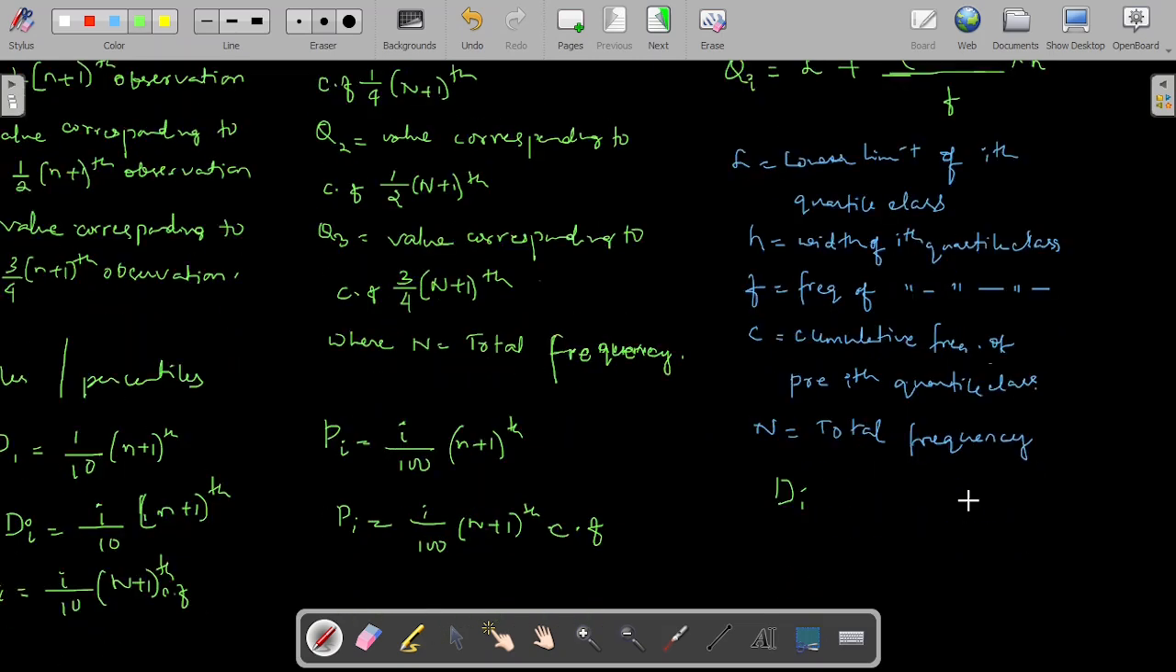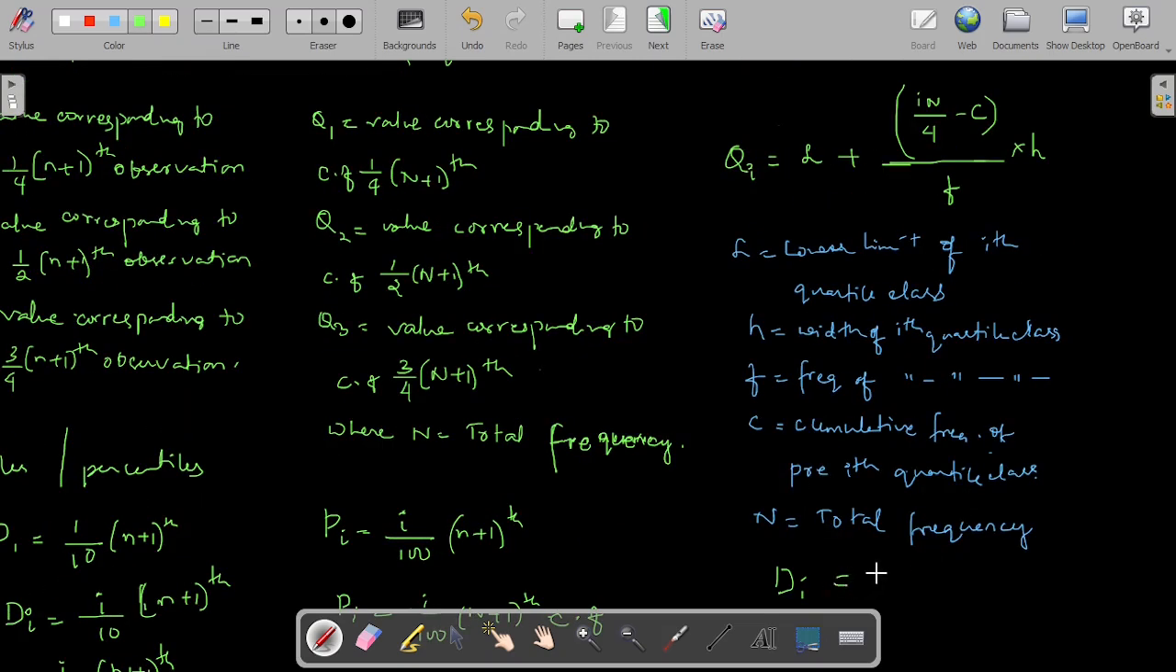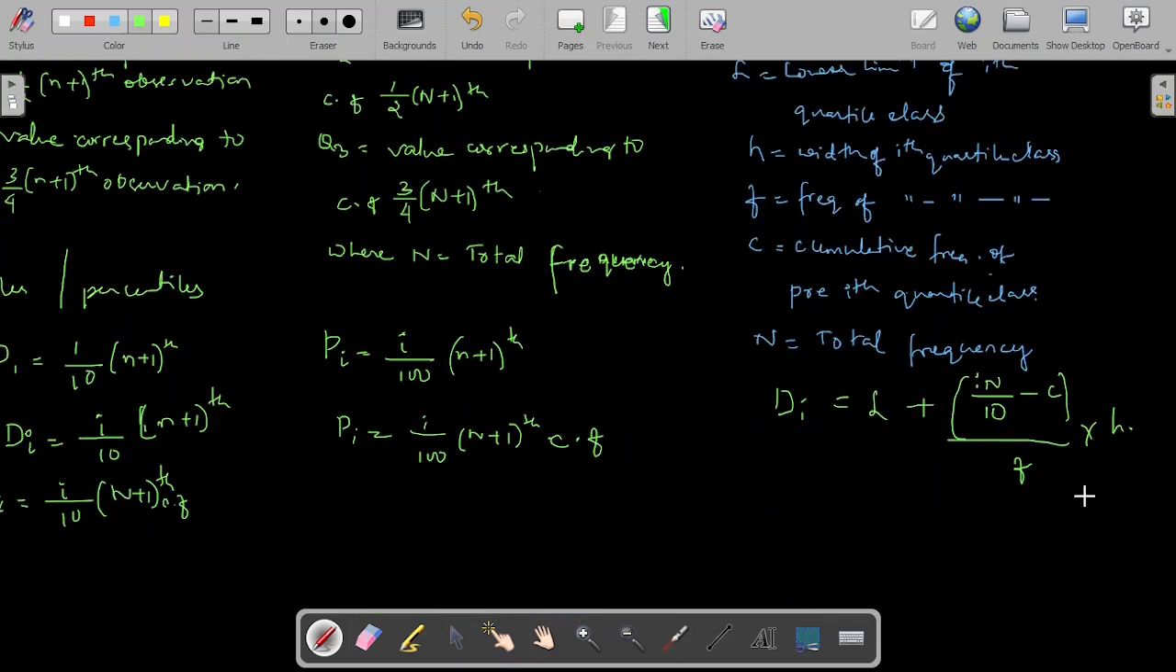So Di equal to, similarly you can find out same as this, capital L plus (iN divided by 10 instead of 4 now, minus C) whole divided by F into H. Then for percentiles, Pi equal to L plus (iN divided by 100 minus C) divided by F into H. These are the formulae to find out deciles and percentiles when you have grouped data. So I will explain all this with the examples.